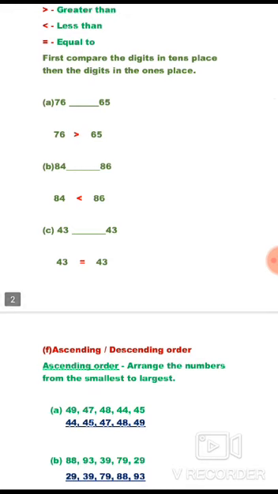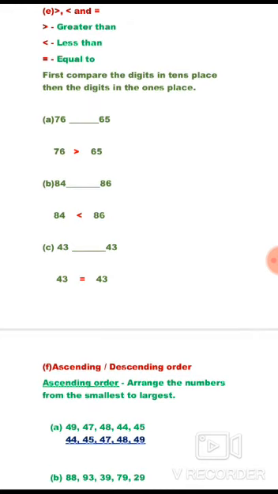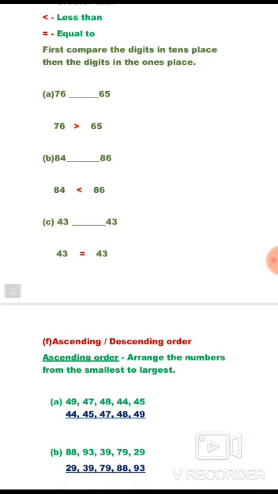One more example. 88, 93, 39, 79, 29. Now see which is the smallest number here. The smallest number is 29, then 39, then 79, then 88, and the last number is 93. So we will arrange the numbers like this: 29, 39, 79, 88, and 93.